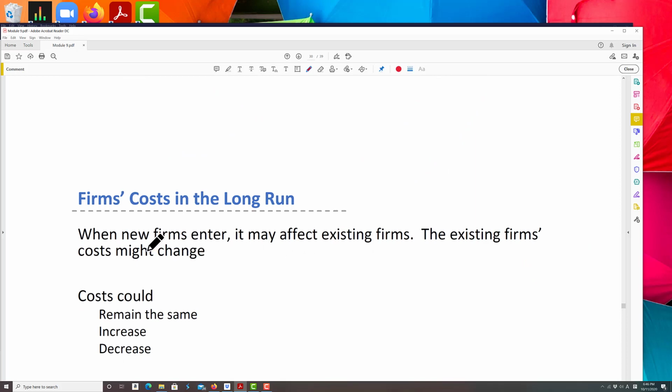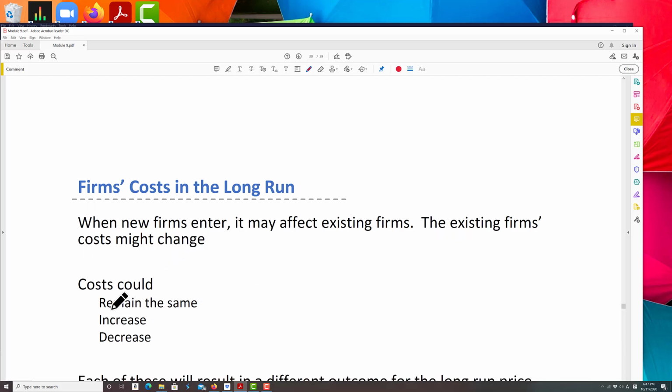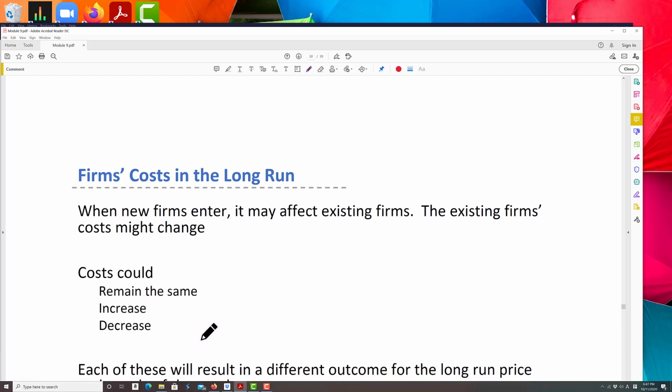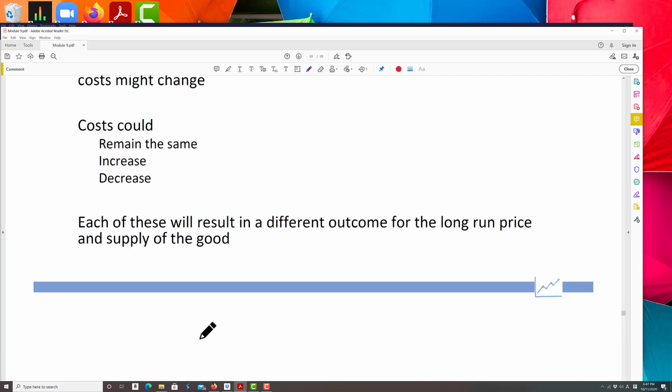So when new firms enter, it may affect existing firms. Their production costs might change. Their production costs could remain the same, or it could increase, or it could decrease. We'll consider these three different scenarios.